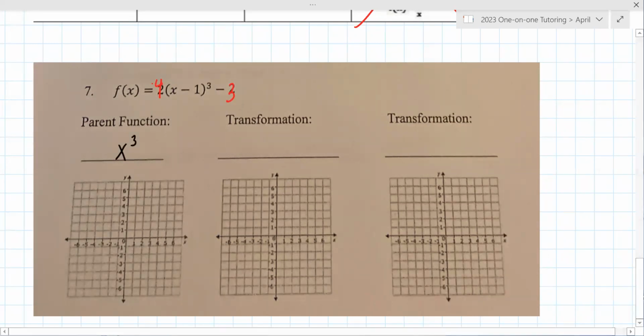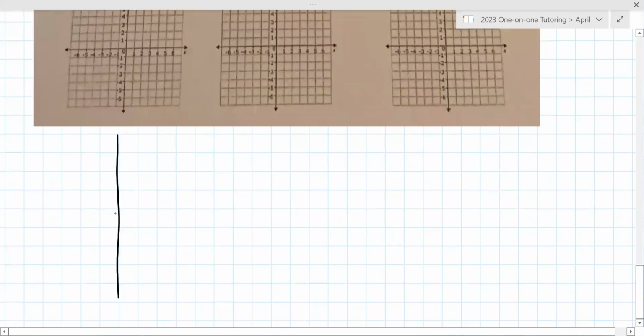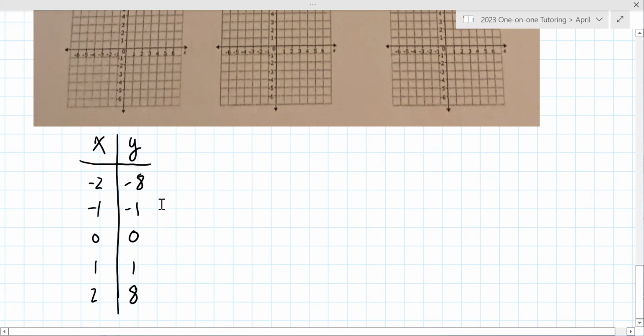And so for a cubic, you need the following points: -2, -1, 0, 1, and 2. 0 cubed is 0, 1 cubed is 1, 2 cubed is 8. -1 cubed is -1, -2 cubed is -8. So notice there is a bit of symmetry here. It's not the same though as the others. There's a bit of symmetry, you've got -8 and 8, 1 and -1, yeah, a little bit.